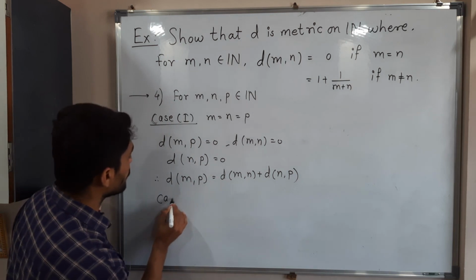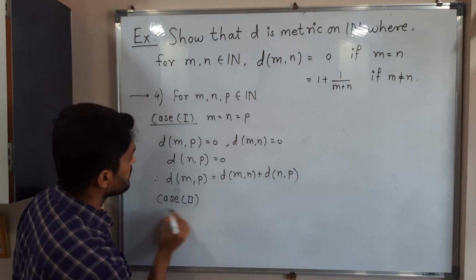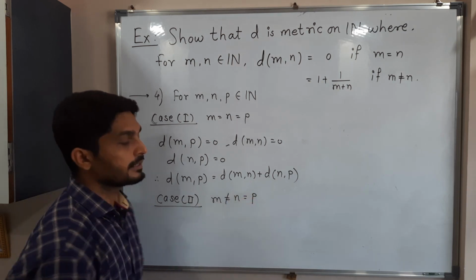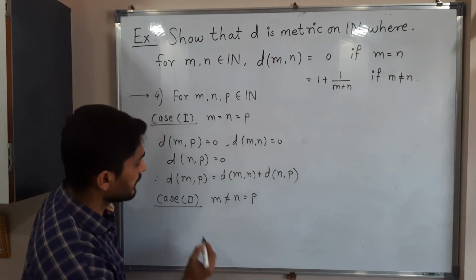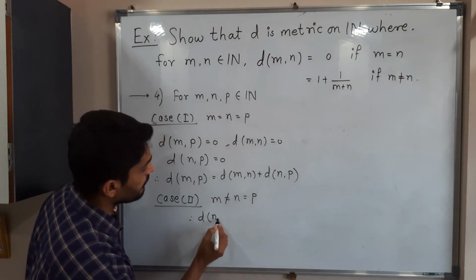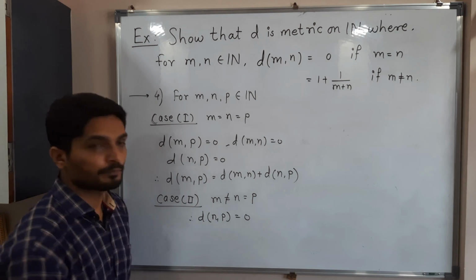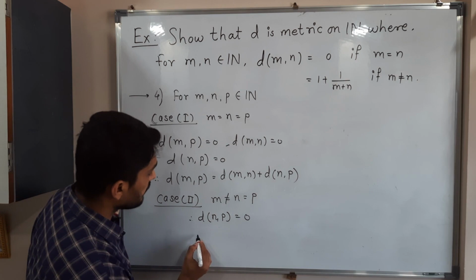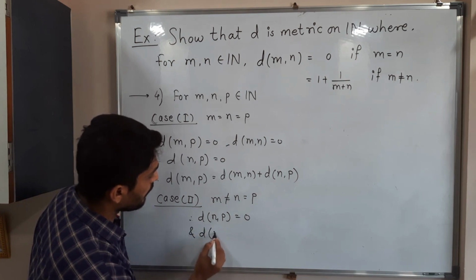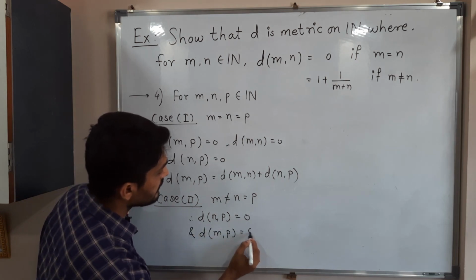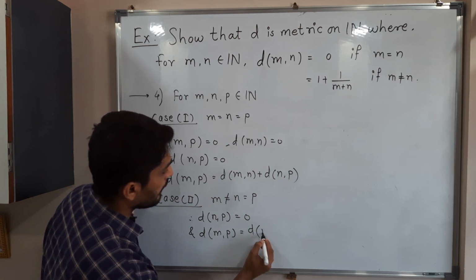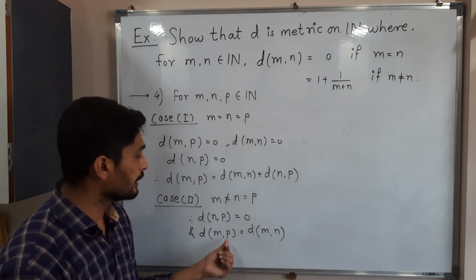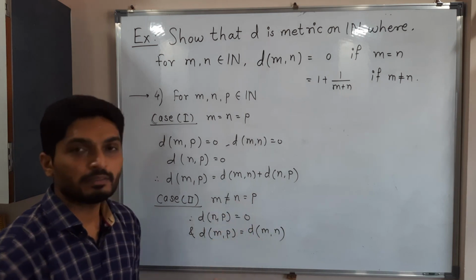Case number 2. What is case number 2? We will consider m is not equal to n, but n is equal to p. See here, n is equal to p, so therefore d(n,p) = 0, since these two are equal, and its value is 0. And d(m,p) is the same as d(m,n). Agree with me? Since p and n are the same, you can easily replace p by n, so you will have equality here.